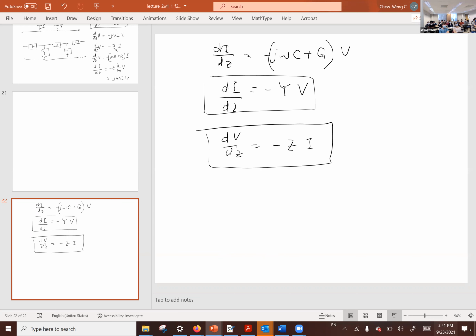So what do I do to eliminate I or V from them? Right. Very good. You differentiate one of the two one more time with respect to z, and then you can substitute the second equation. So you have this lossy Helmholtz equation. Okay. Lossy Helmholtz equation.